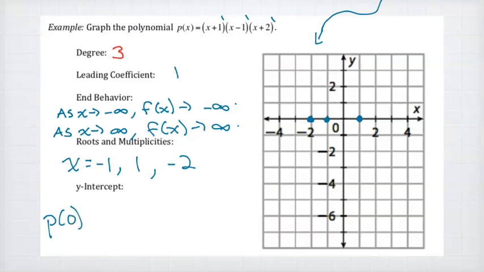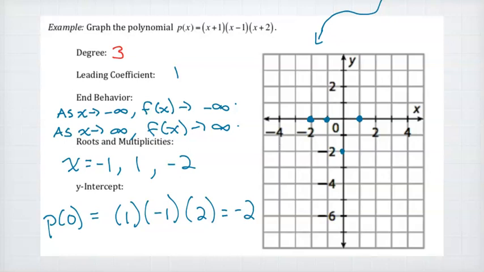The last piece of information I'm looking for is my y-intercept. I find that by letting my x value be 0. When I'm in factored form, I need to make sure that I'm plugging 0 in for every x and not just looking at the last number. It's not how it works when you're in factored form. So I'm plugging 0 into the first parenthesis, and I have a value of 1. The second parenthesis gives a value of -1. The third parenthesis gives a value of 2. So 1 times -1 times 2 is -2. That means I have a y-intercept at -2.